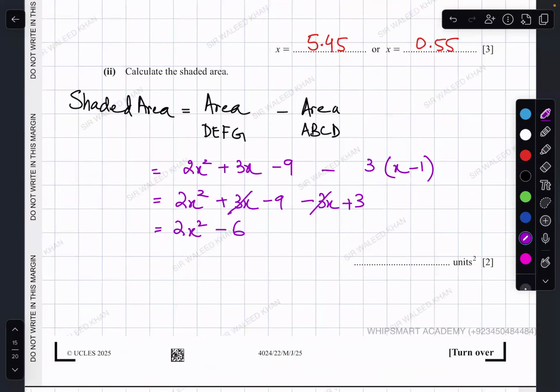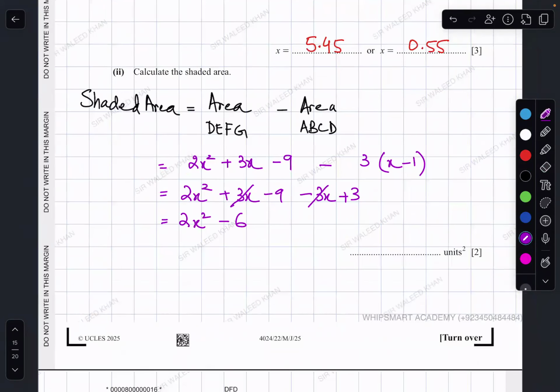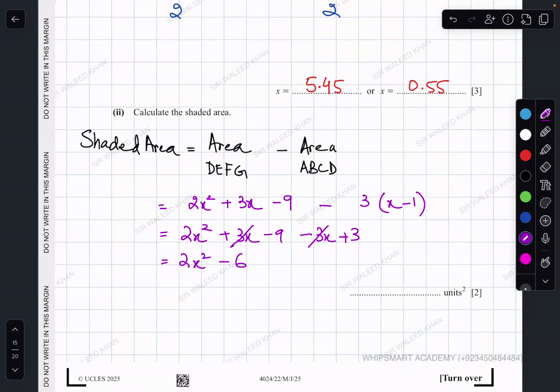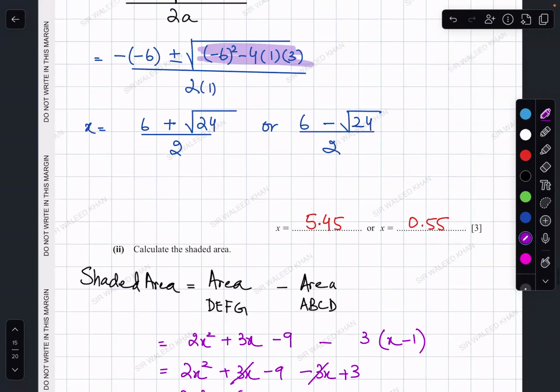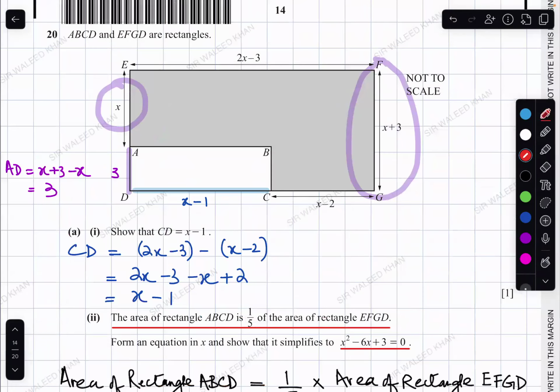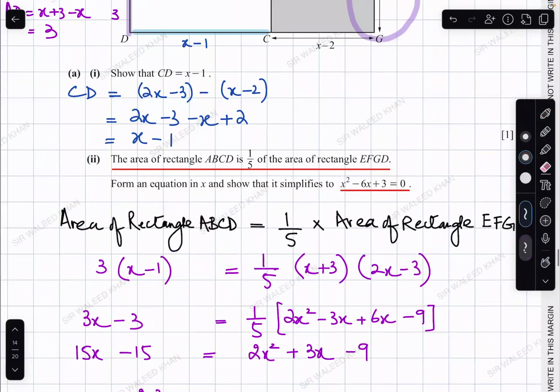So to figure out the shaded region, what should I use? Which value of x should I use? Yes? Anyone? Which value of x should I use? Sir, 5.45. Yes. Why is that so? Any reason? Can you see the value of x? For example, the length. This is x minus 2. This is x minus 1. Right? Sir, so the value will not be negative.